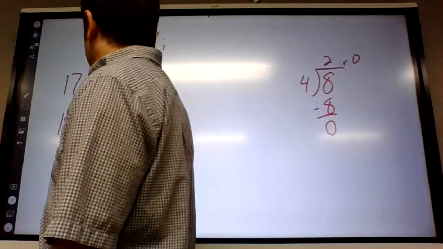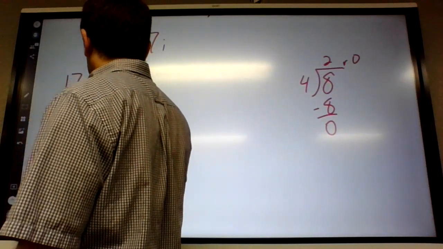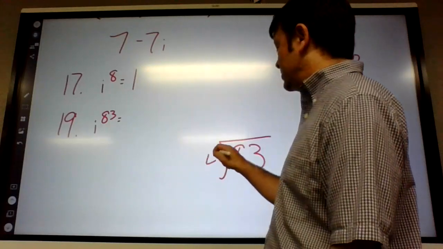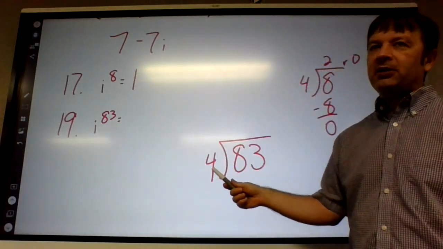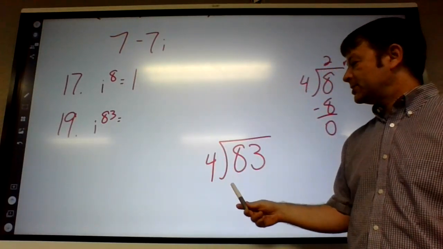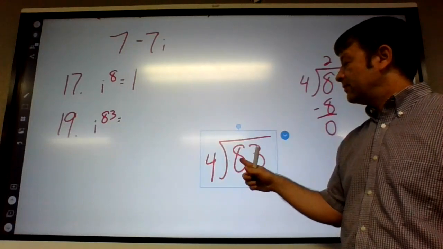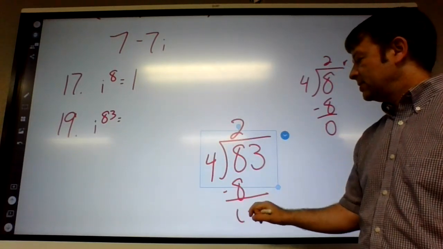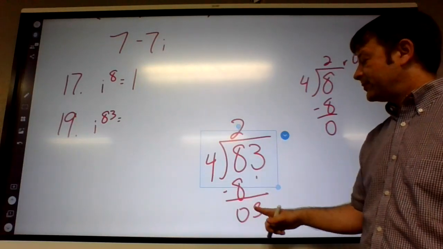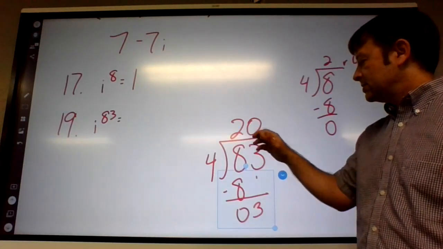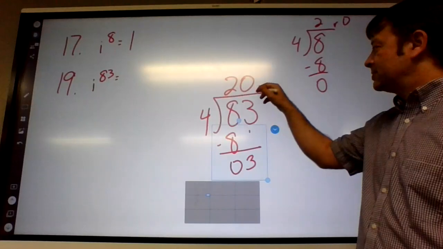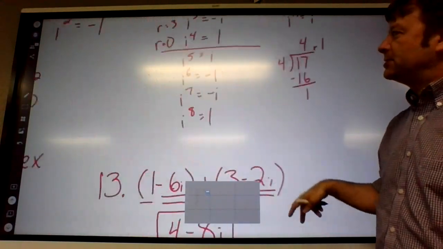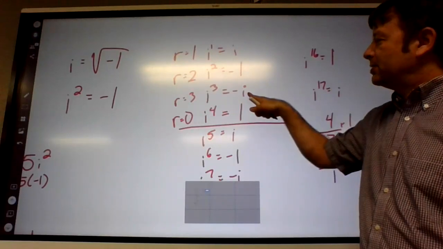i to the 83rd. 83 divided by 4. Do you guys remember how to do this? Calculator won't help very much because you need the remainder, not the decimal or fraction. So 4 goes into 8 twice. 2 times 4 is 8. Bring down the 3. How many times does 4 go into 3? 0. So the remainder is 3. So what's the answer going to be? -i.